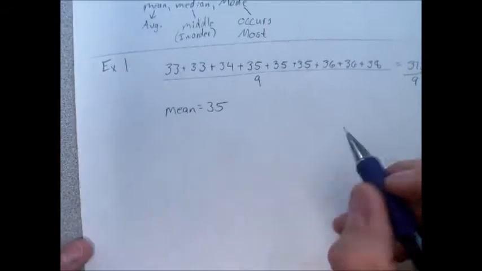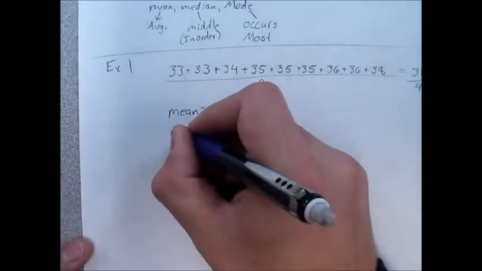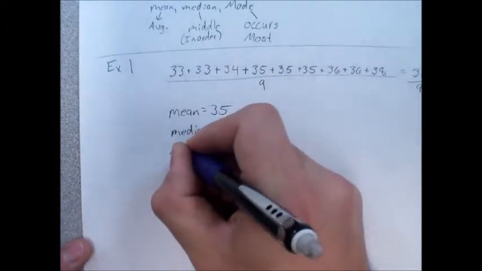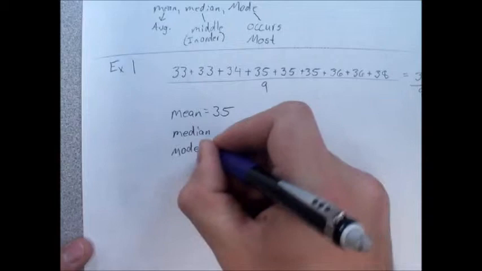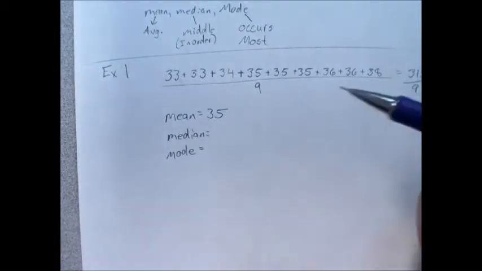Okay? Next, I want to look for my median. That's my middle number. And then I will look for my mode. Because of the way I do it, I find my mode first. Okay, but I only write them in this order because when I say them out loud, I always go mean, median, mode. I don't know if it's the OCD in me that says I have to do them in alphabetical order or what.